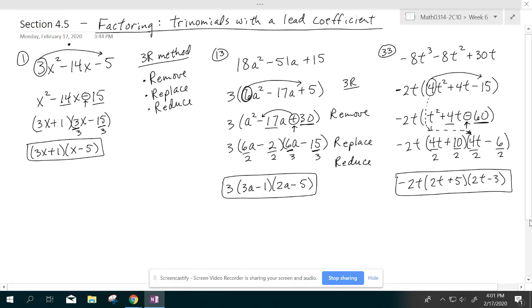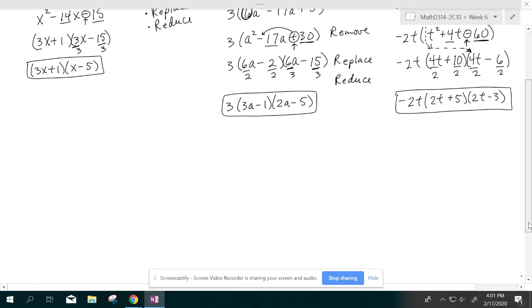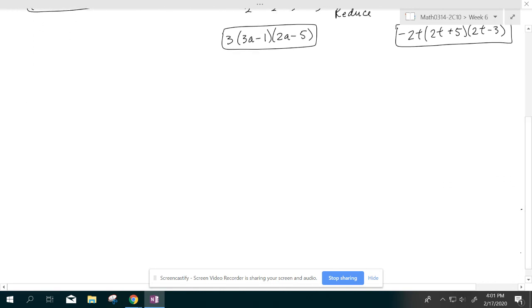So if I give you another one, do you think you can now do it on your own? Do you think you have enough practice at the 3R method to do it? I'm going to give you an opportunity. Number 47. There you go. I'm going to give you a couple of minutes and see how far you can get factoring that trinomial. I need it factored completely.